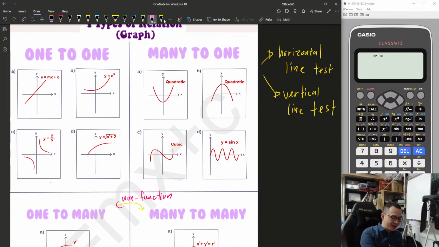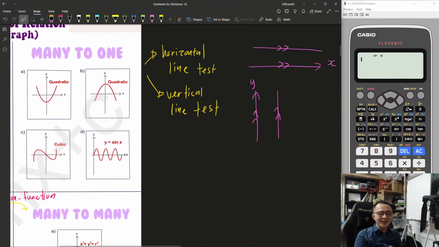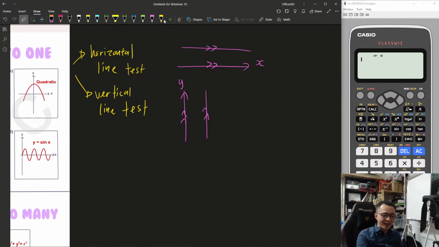If I do the horizontal line test like this, you should see I only touch one point. And if I test like this, I only touch one point. So for the horizontal line test, if you touch one point, it basically means x is to the power of 1. If I touch 3 points, it means x is to the power of 3.